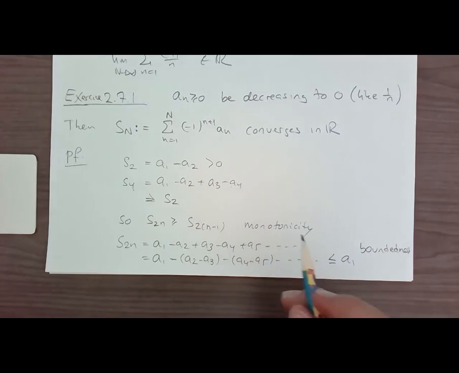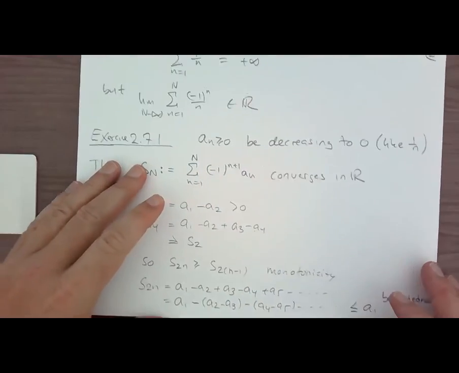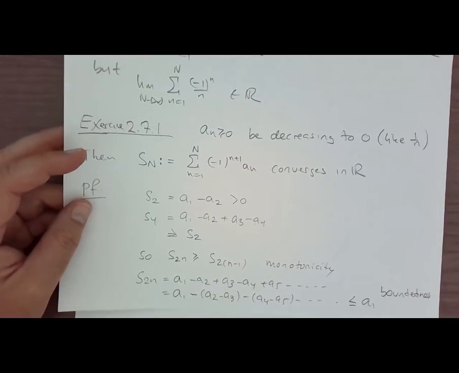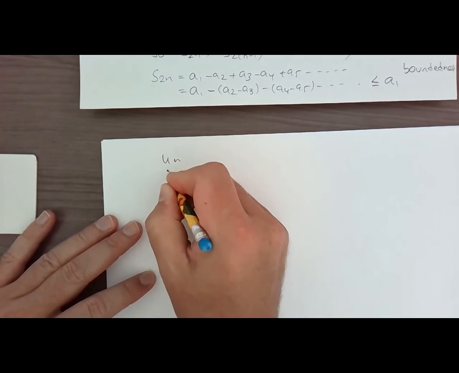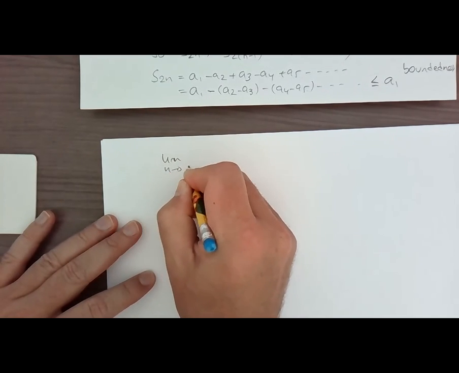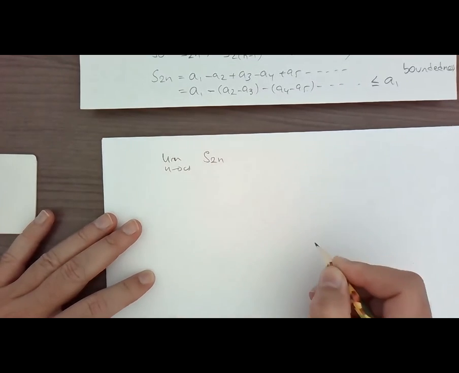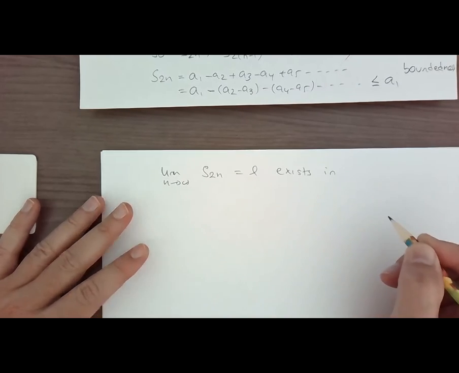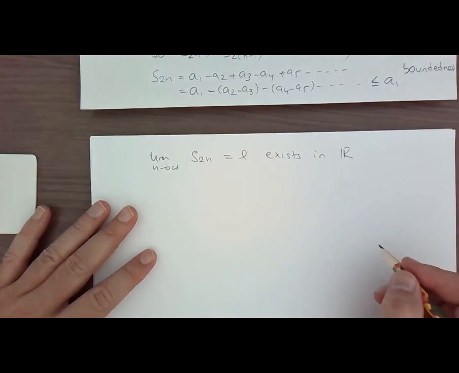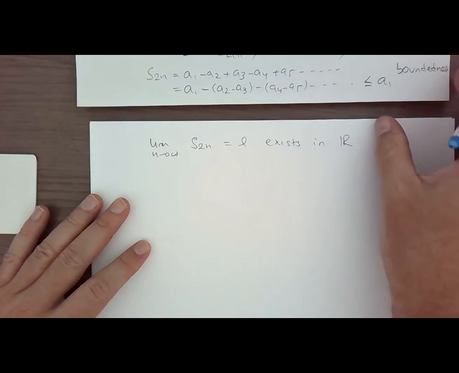So I have monotonicity, I have boundedness, voila, Bolzano-Weierstrass kicks in. I have monotonicity and I have boundedness. I know I have a finite limit. This sequence converges. So with boundedness and monotonicity, I know now that the limit as n goes to infinity of S2n exists and is equal to L, this exists in R, because it's monotone and it's bounded.